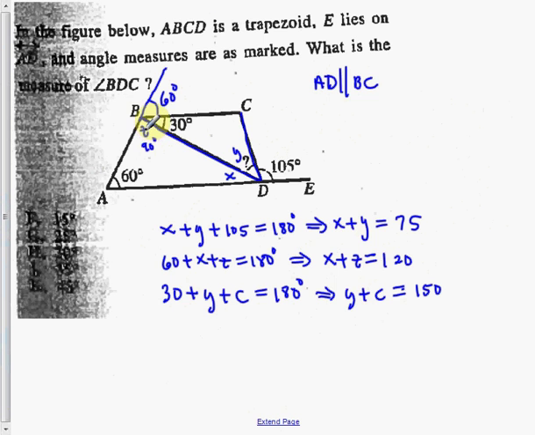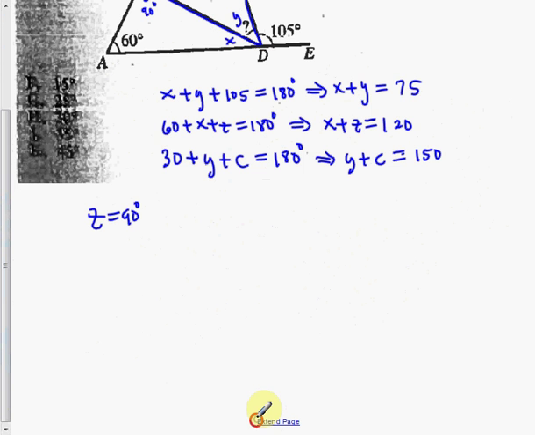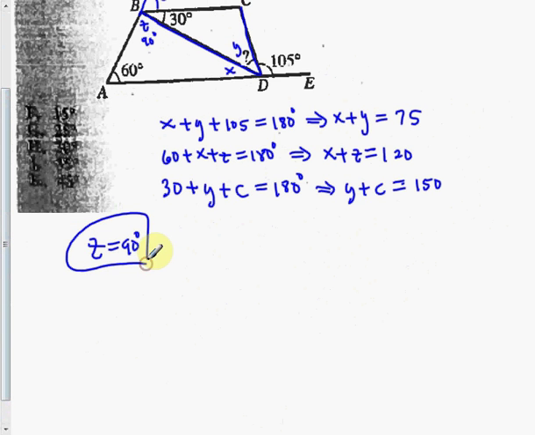Well, if this is 90 degrees here, and this is 60 degrees, then 60 plus 90 plus X has to equal 180. And I think we have that here with X plus Z equal to 120. And here we get Z is equal to 90 degrees. So X plus 90 is equal to 120. X is equal to 120 minus 90, so X is 30 degrees.